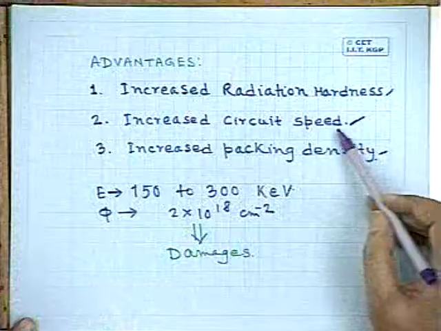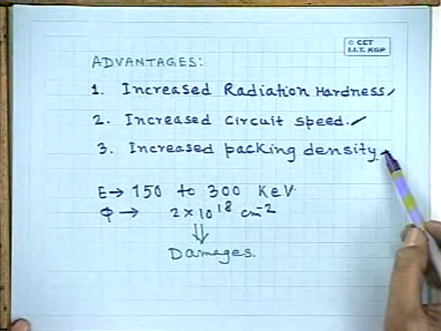So the complete device is surrounded by a layer of oxide. There you can prevent the sidewall junction formation, which will improve the speed of the circuit because of the reduction of the parasitic capacitance. These are the two advantages: increased circuit speed and increased packing density.